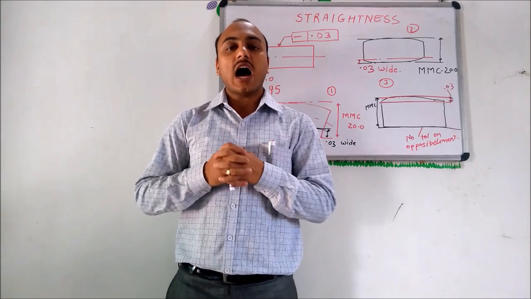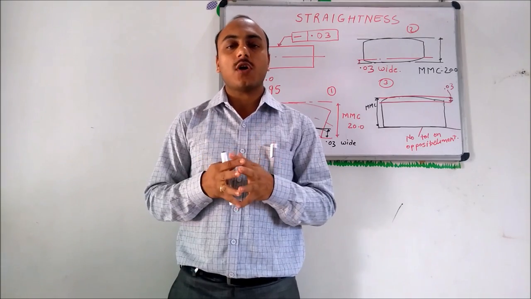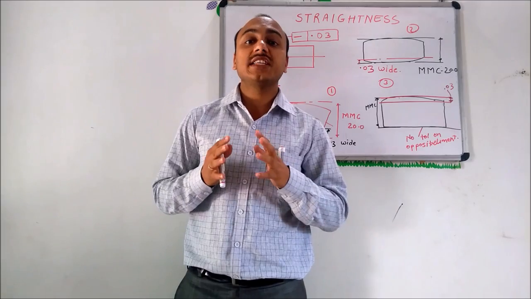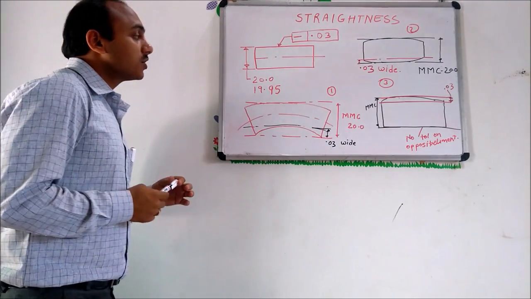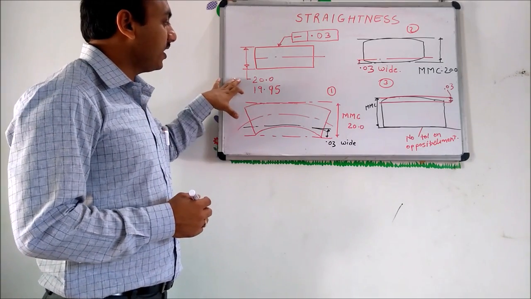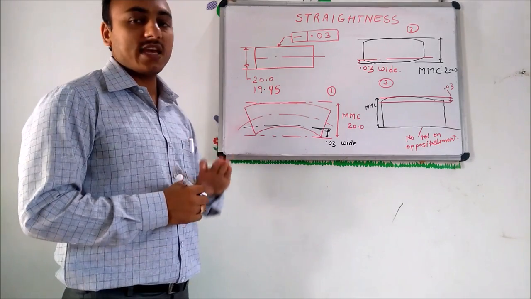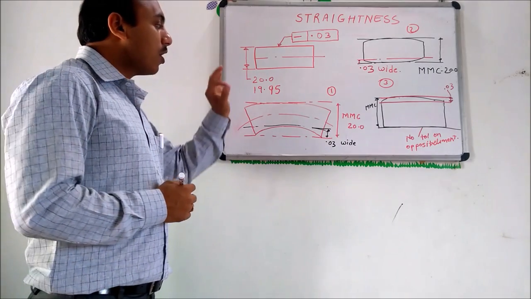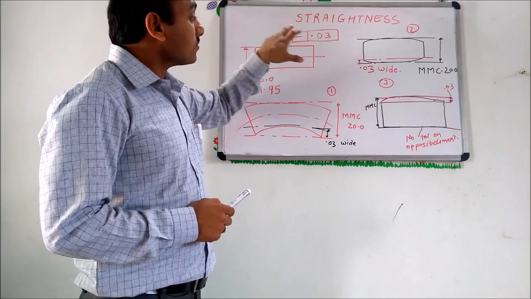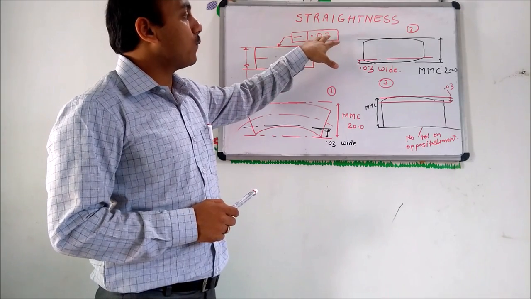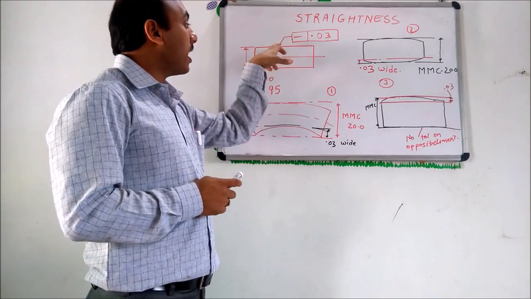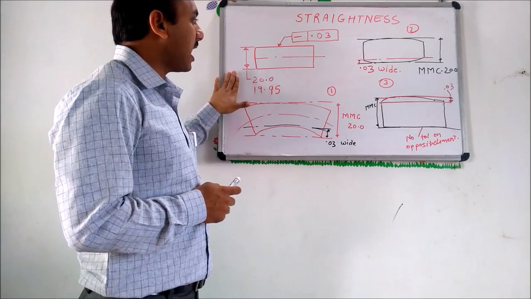Let's discuss how to apply straightness geometric tolerance, and what it means. Suppose this is the component and the limit of size is 20 and 19.95. We have a tolerance of 0.05, and a straightness tolerance of 0.03 applied on the edge. I repeat, it is applied on the edge, not on the dimension.